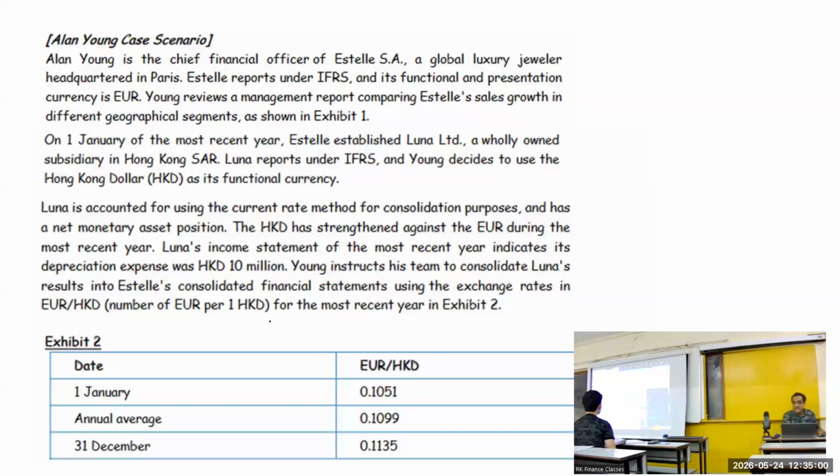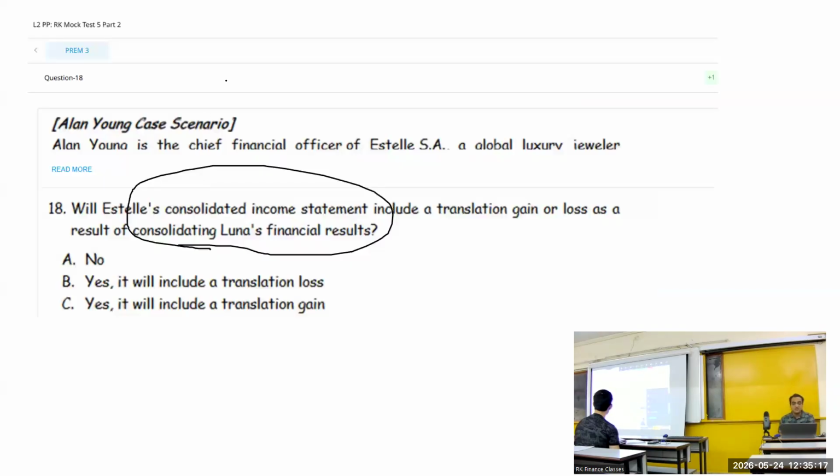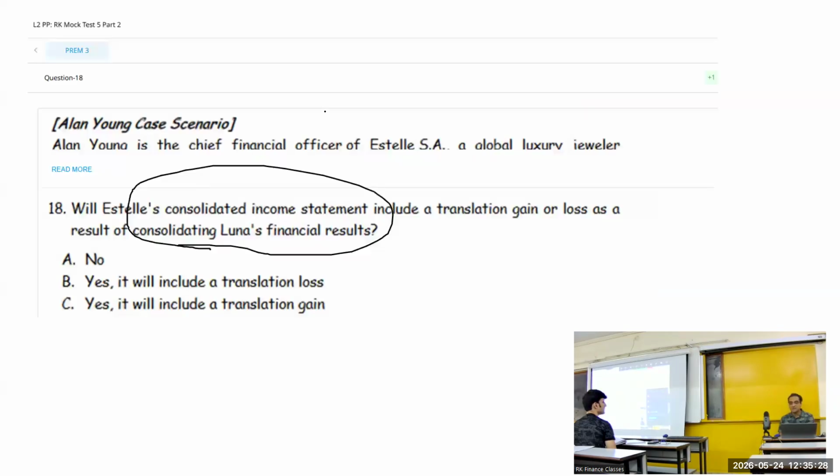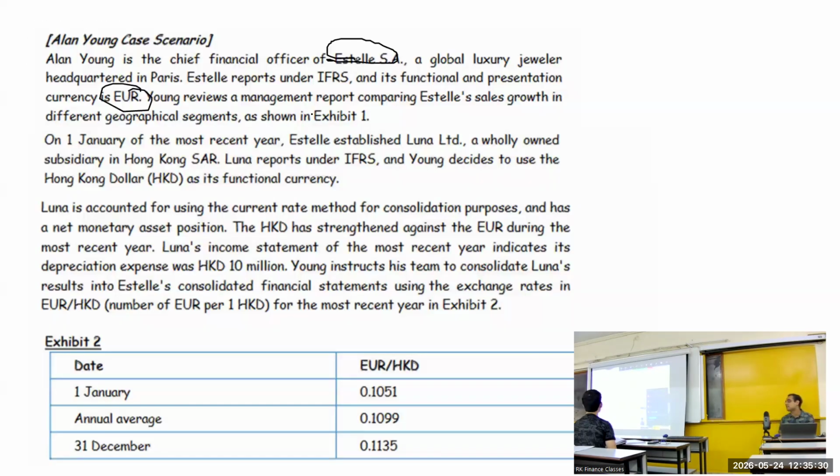Okay, so let's look at LC, FC, PC. For Luna, Luna is in Hong Kong. So local currency would be Hong Kong currency, which is I guess HKD. The parent currency, the parent was the Estelle company, and presentation currency is EUR, euros. Luna करना था, but parent company is Estelle, which is in euro, so euros.